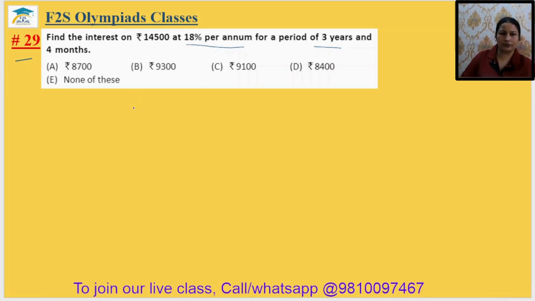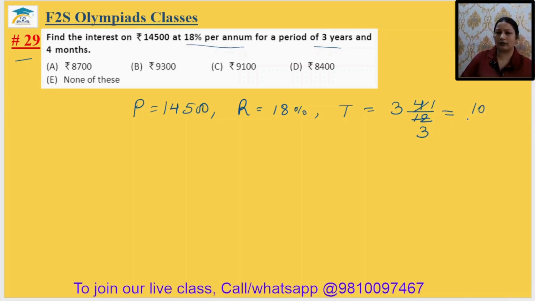We know, but here it is not clarified which type of interest. So we will take simple interest. If interest is not specified, we will take simple interest. So we know P equal to 14,500, R equal to rate of interest is 18% and time T equal to 3 years and 4 months. That is 3 and 4 by 12. I have converted 4 months into years. So 4 1s are 4, 4 3s are 12, 3 3s are 9 plus 1, 10 by 3 is the time.